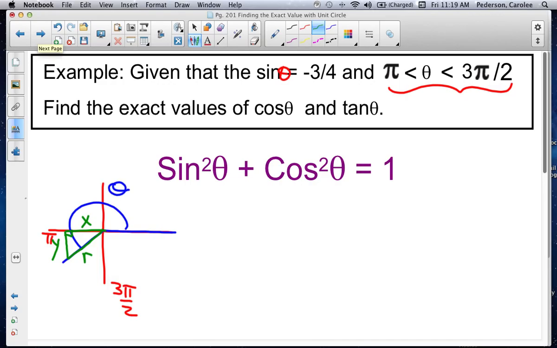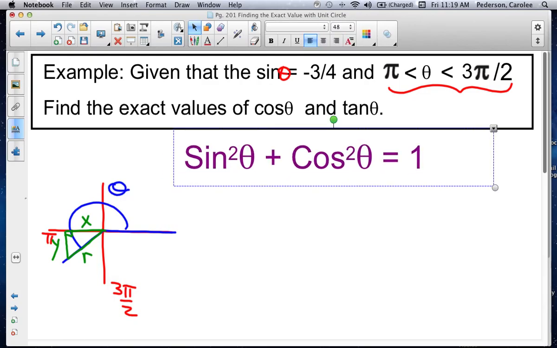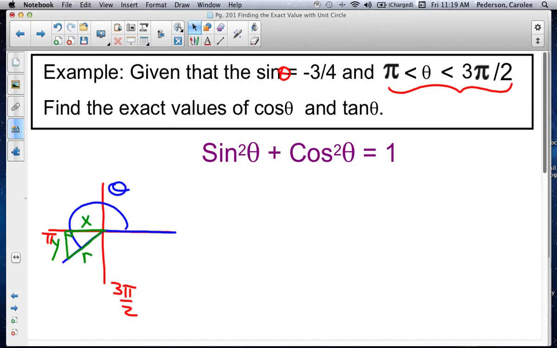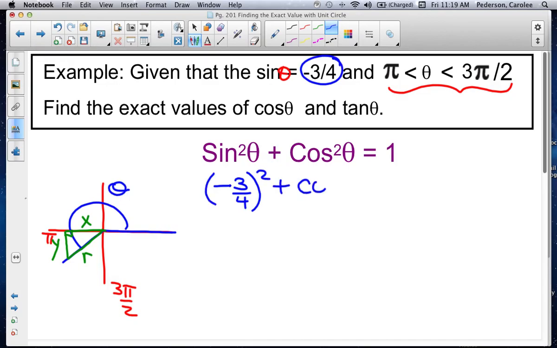We're going to use the Pythagorean identity again to find the cosine of theta. So we will substitute -3/4 in for the sine of theta. So -3/4 squared plus cosine squared of theta equals 1. And this will help us to find the first piece of the cosine of theta. So -3 times -3 is 9. 4 times 4 is 16.